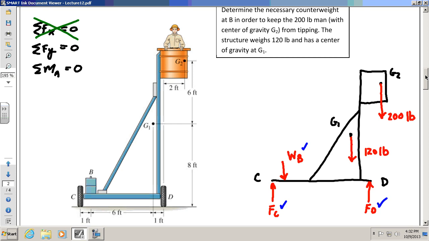What we do, and I heard somebody mention this, is because we're talking about keeping it from tipping. It says determine the necessary counterweight at B in order to keep him from tipping. We have got to look at what we call impending motion. And a good analogy is if you get on a chair, and these chairs aren't a good example.